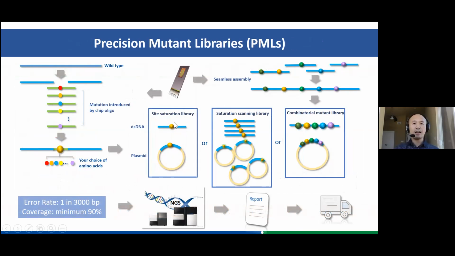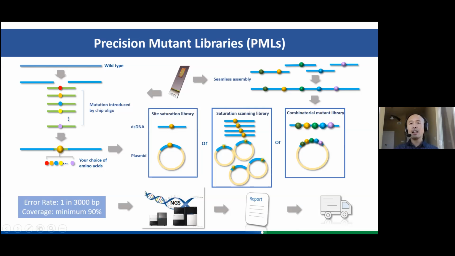The first one is a site saturation library. This is for those who are interested in mutating a single site to all 19 other non-wild type amino acids. The second one is the saturation scanning library. This library is going to be very similar to site saturation, except that now you have more than one site to mutate out to 19 other non-wild type amino acids.